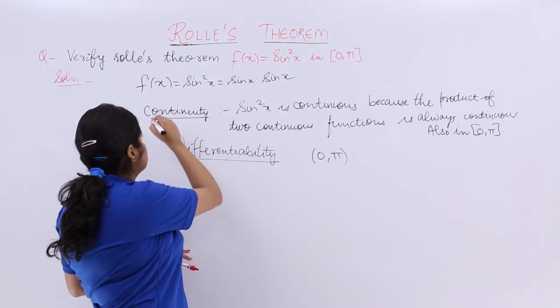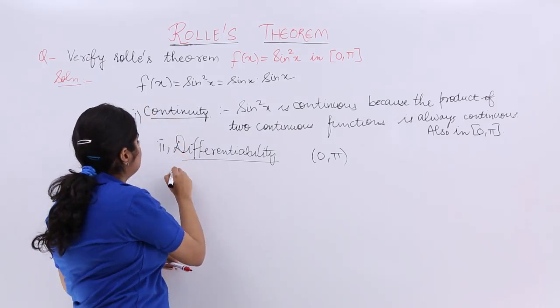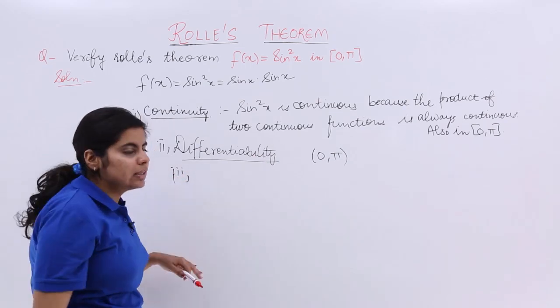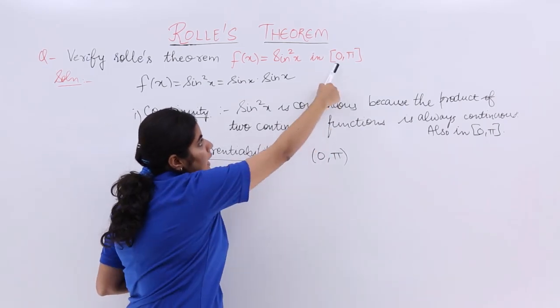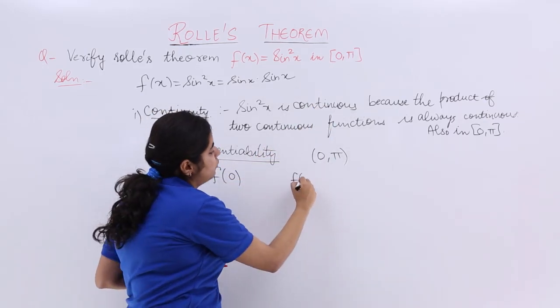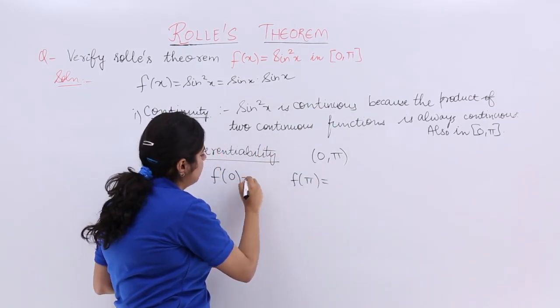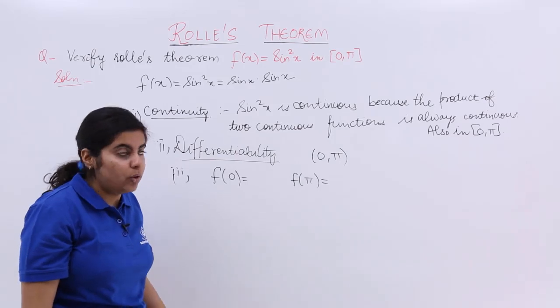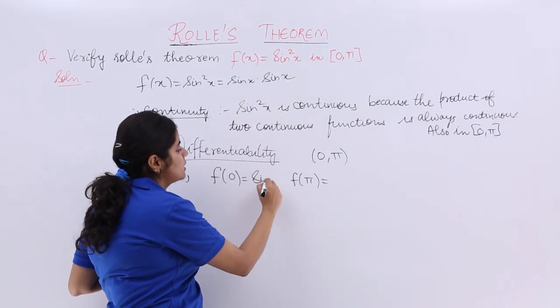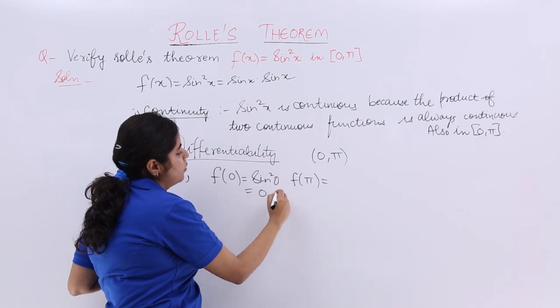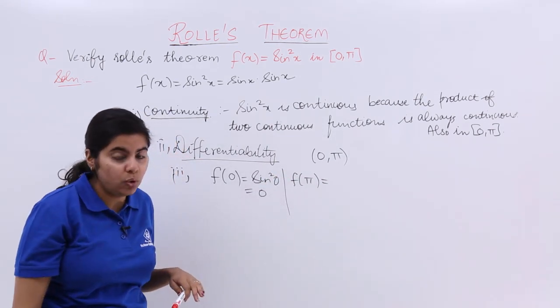Next is the third condition. So that is the first, that is the second condition, that is the third condition. The third is the checking of f of a, where a is 0, and f of b. So what is f of 0? That means in sin square x you have to basically go about doing sin square 0, which is 0. So okay, f of 0 is 0.